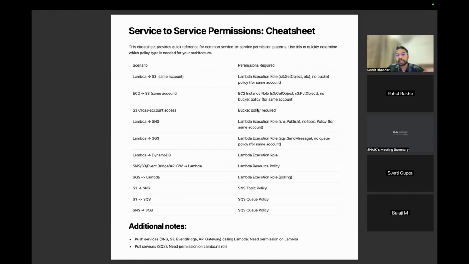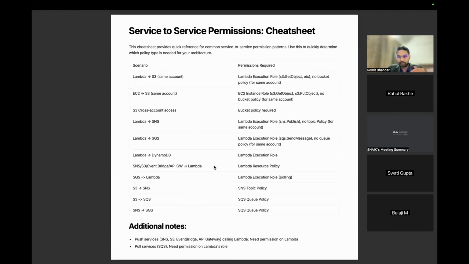S3 cross account access. If some account 1 is trying to access a bucket from account 2, here you require a bucket policy to be defined by the second account on which that access is happening. Let's say you are trying to get or fetch some object from account 2. So on account 2, you would need to have a bucket policy where you will specify, okay, account 1 can access me. That's the idea.